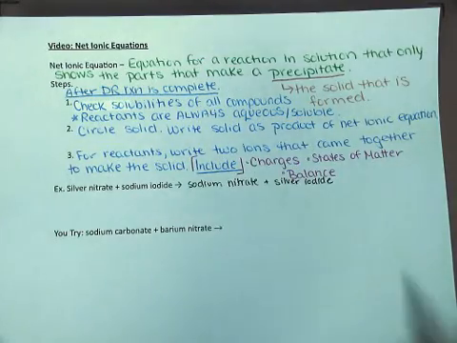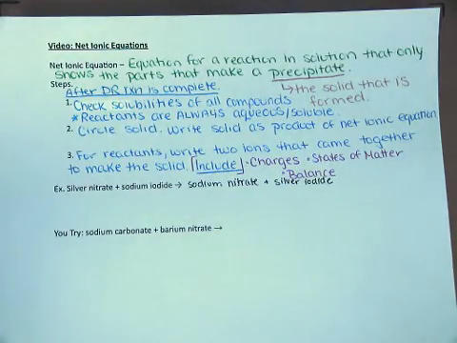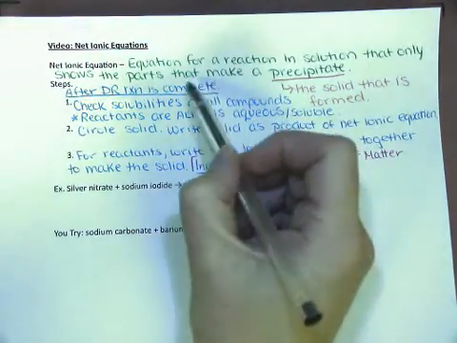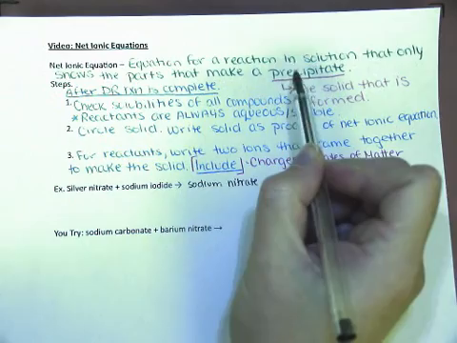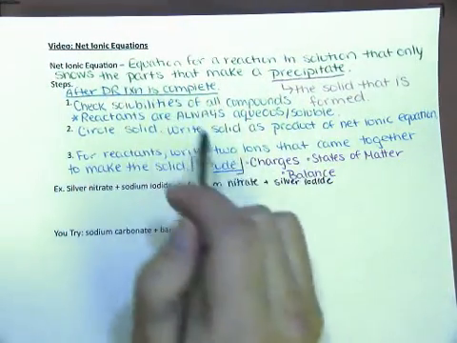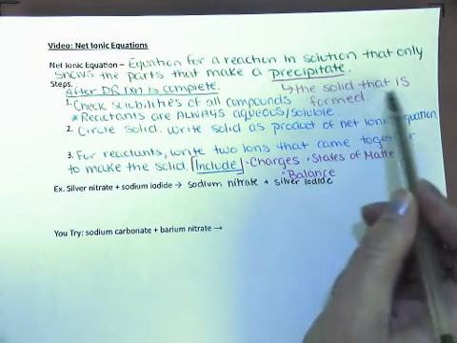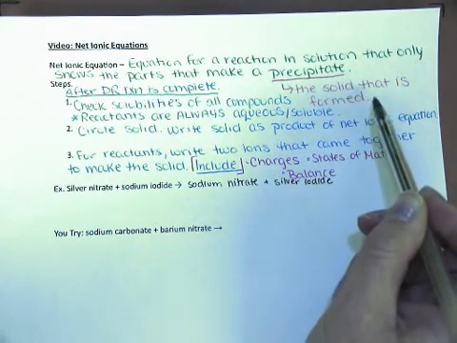This video is on net ionic equations. So a net ionic equation is an equation for a reaction in a solution that only shows the parts that make a precipitate. Remember, a precipitate is the solid that is formed from a reaction.